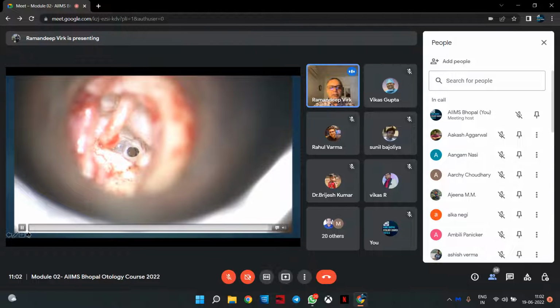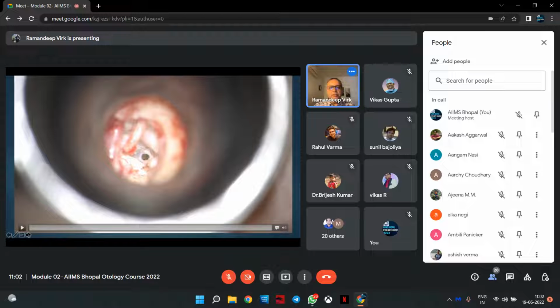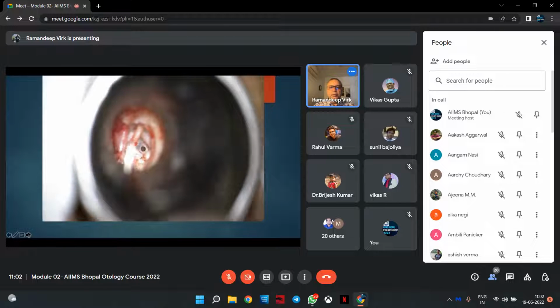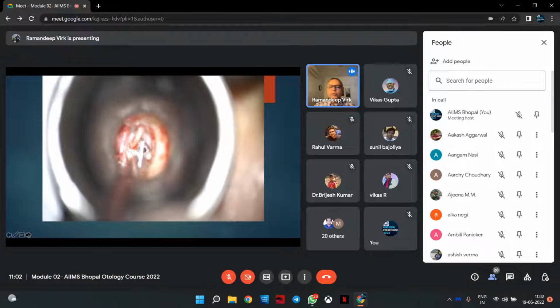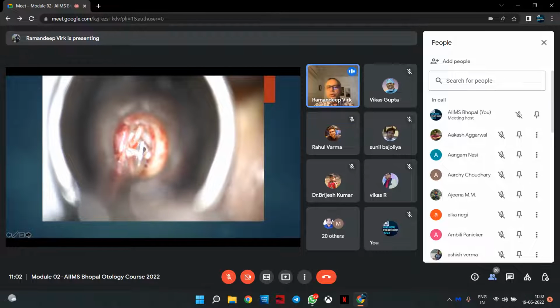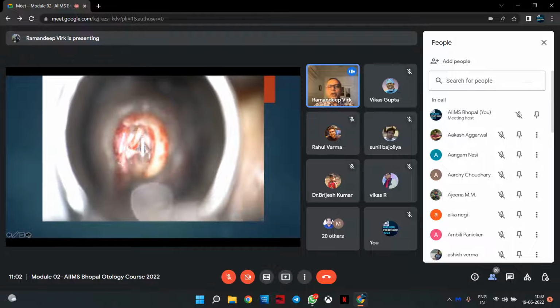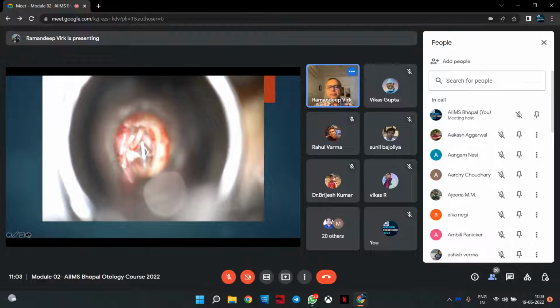And then you just insert the piston. So again, we are using a titanium piston. In the first go, put it into the opening and let the front hook hang on to the incus.